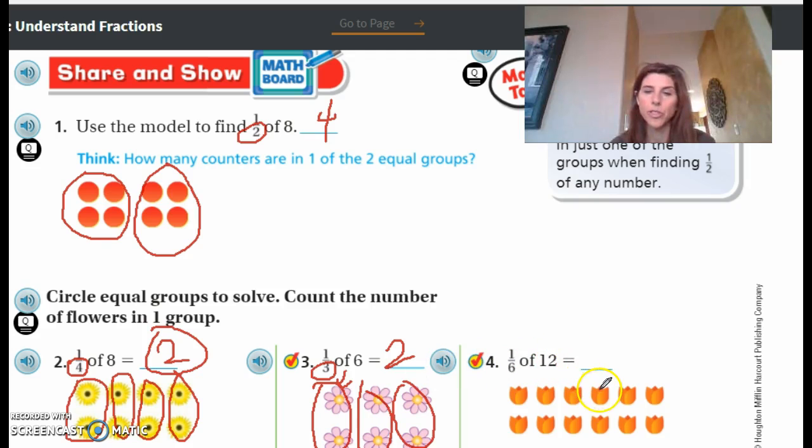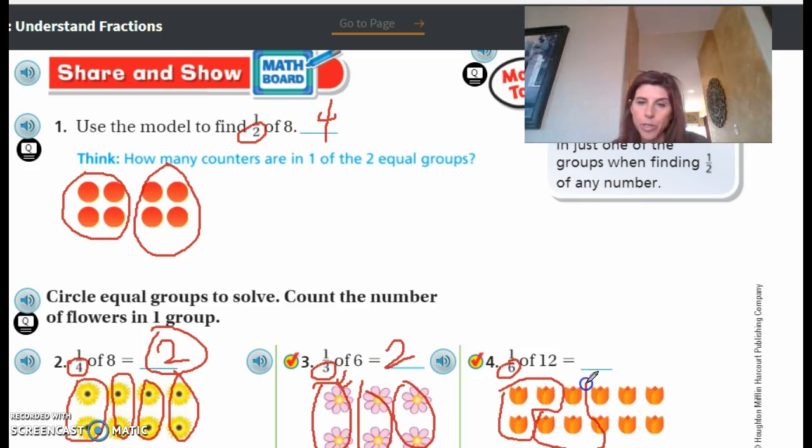1/6 of 12 tulips. They want to know what's 1/6 of, say, could you please give 1/6 of those 12 daisies to your sister, your friend, or your teacher? We want to make 6 equal groups of 12. And what is that 1/6 going to look like? How many is in that group? We're not sure. Let's go ahead and make those groups. Let's see, should I put 2 in each? Should I put 3 in each? Well, I'm going to try 3.